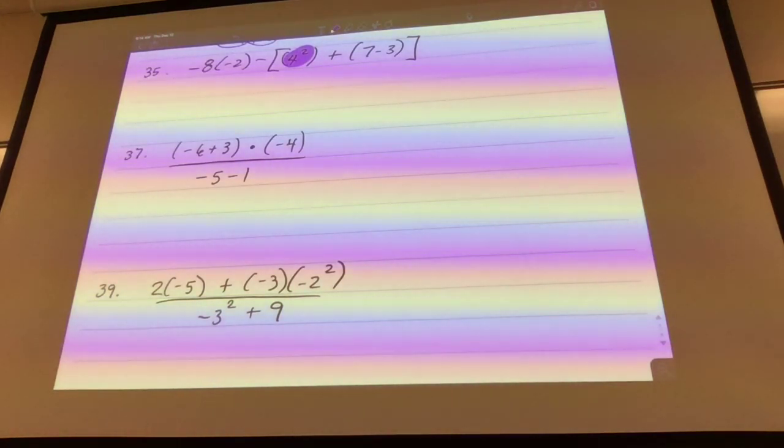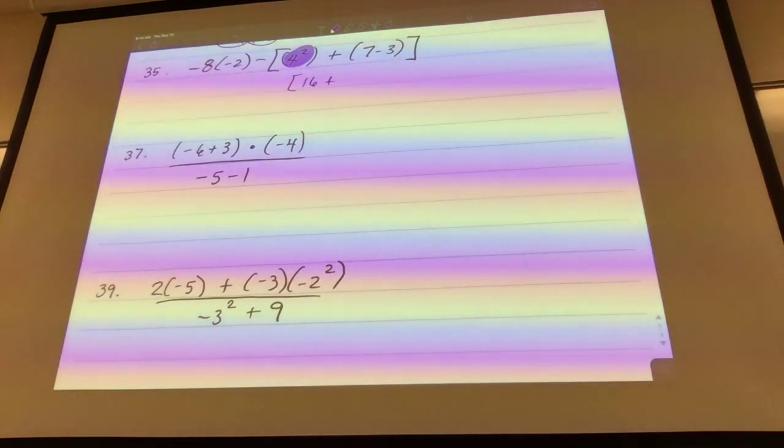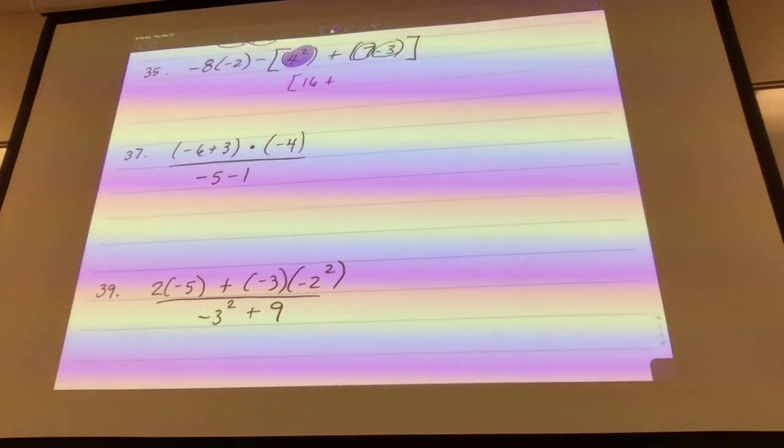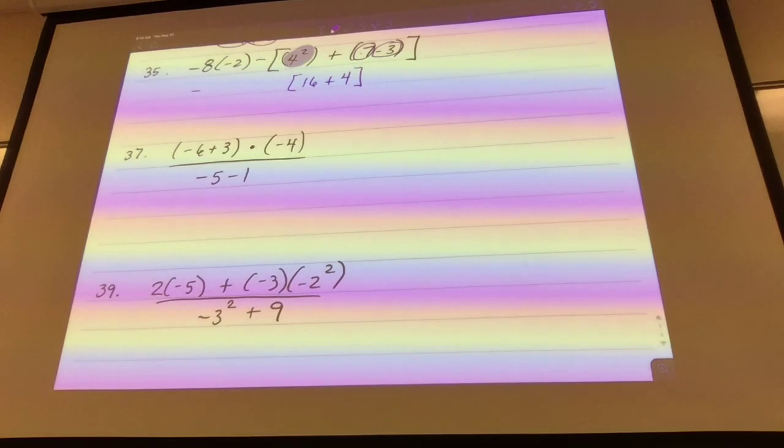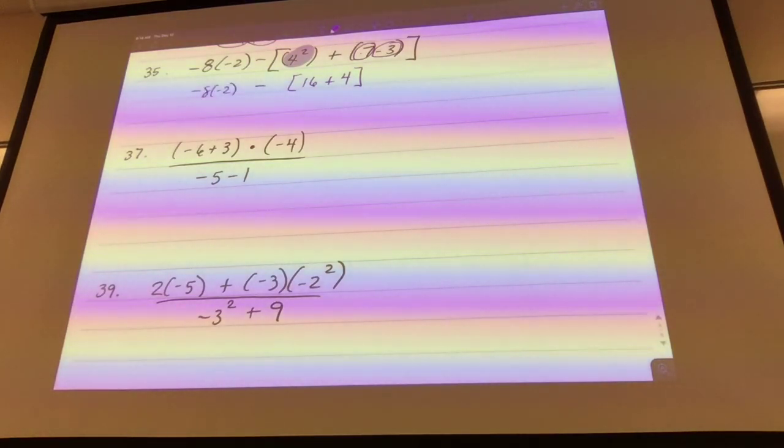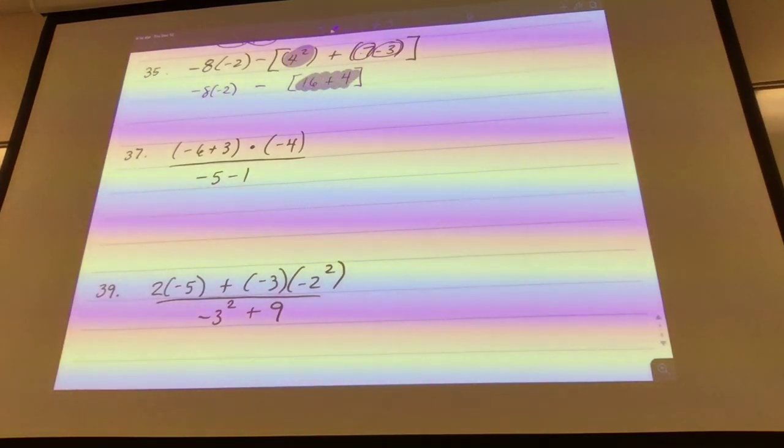We want to do that one first, which is 16. But while we're in there, we can go ahead and evaluate this one next. So positive 7, negative 3, different signs, subtract. Take the sign of the larger, which is a 7. So I have this. I'm going to leave this alone. I'm still working in the parentheses, so my next thing is to do this. 16 plus 4 is 20.